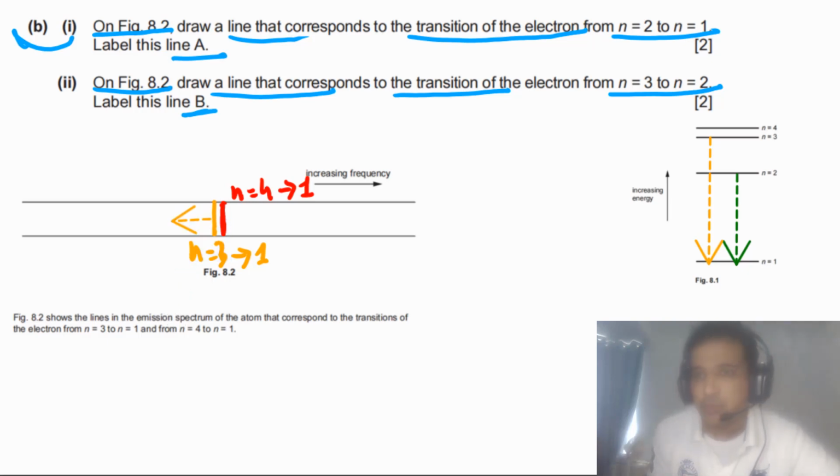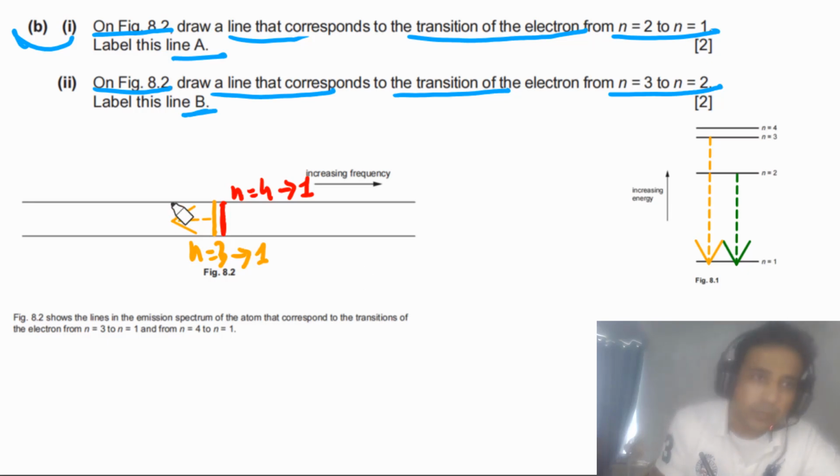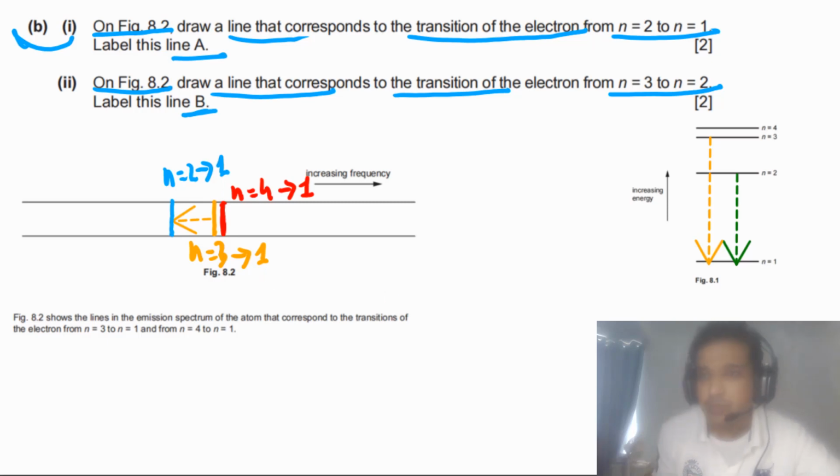Now simply we need to draw a line here. So we can draw one blue line here. This is 1.7, so we can draw it. So this is for N2 to N1. We don't need this arrow, so we can clean that part. And for the second part, N3 to N2.